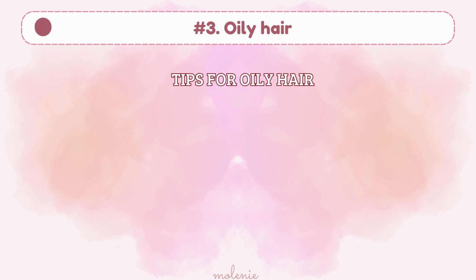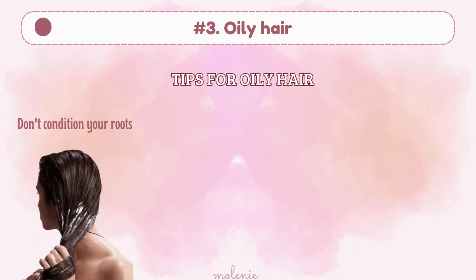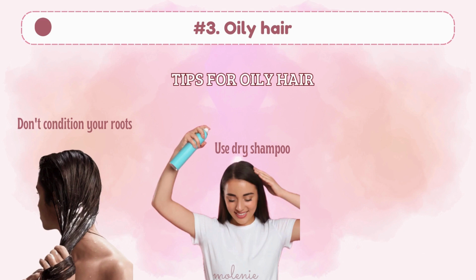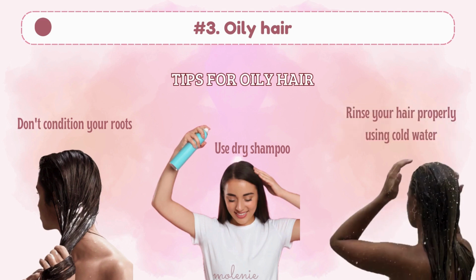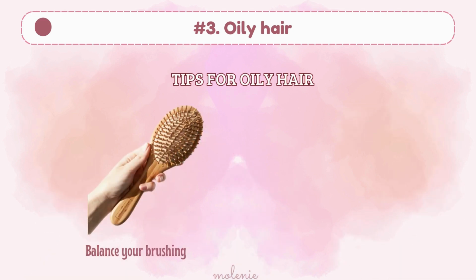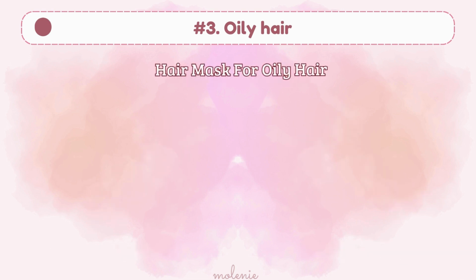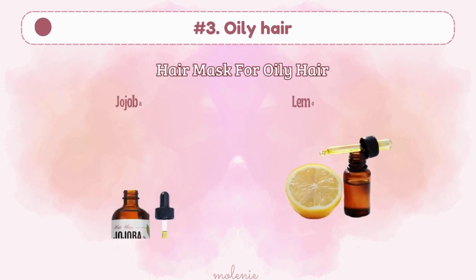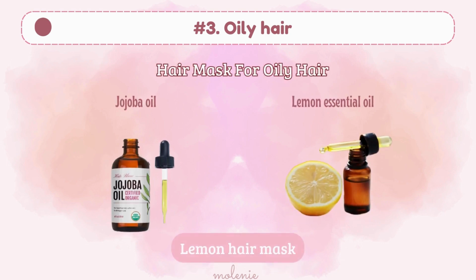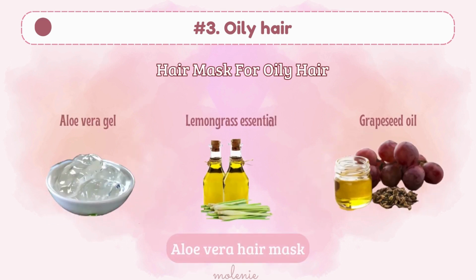Tips for oily hair. Don't condition your roots. Use dry shampoo. Rinse your hair properly using cold water. Balance your brushing. Limit use of the hair dryer. Hair mask for oily hair. Mix some jojoba oil and lemon essential oil together, put it on your hair like a mask, leave it for 10 minutes, and then wash it out. Mix aloe vera gel, lemongrass essential oil, and grapeseed oil together. Put the mixture on your hair like a mask, wait for 10 minutes, and then wash it out.